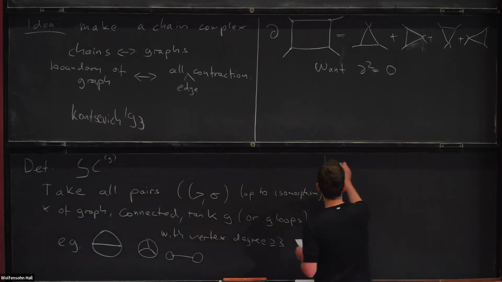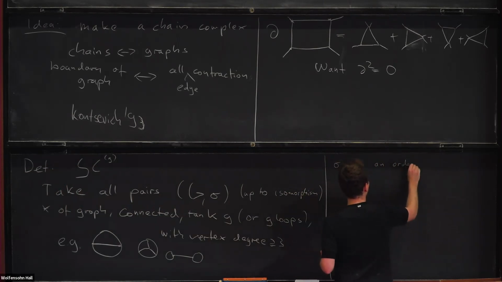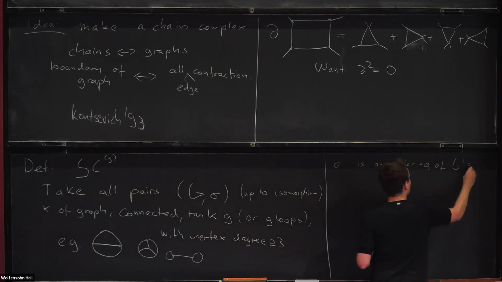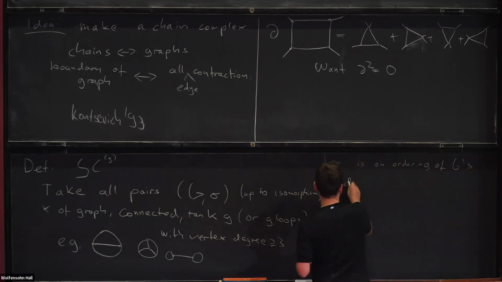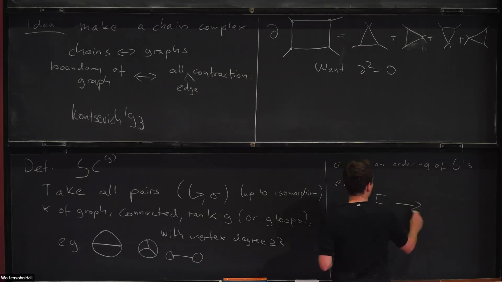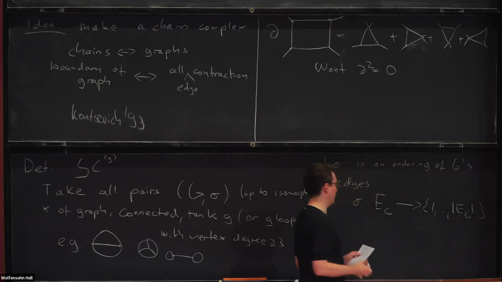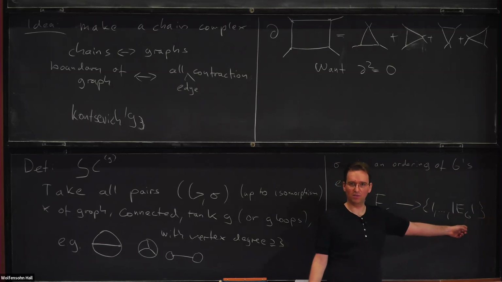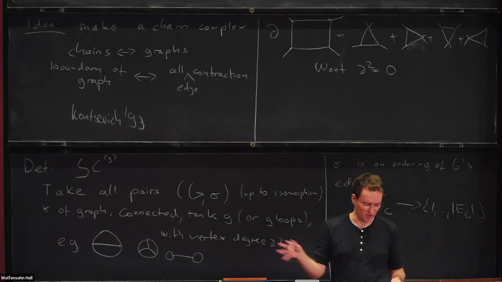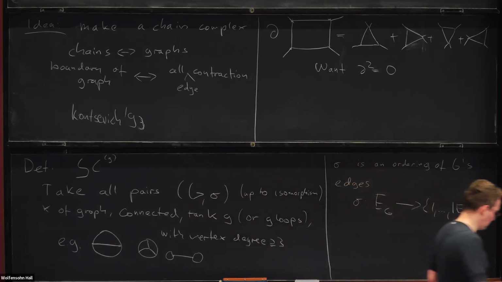Now the sigma is an ordering of G's edges. It's just a map that takes the edges of the graph and assigns some number to them, which we can take to be between 1 and the total number of edges. So we just label the edges with integers.